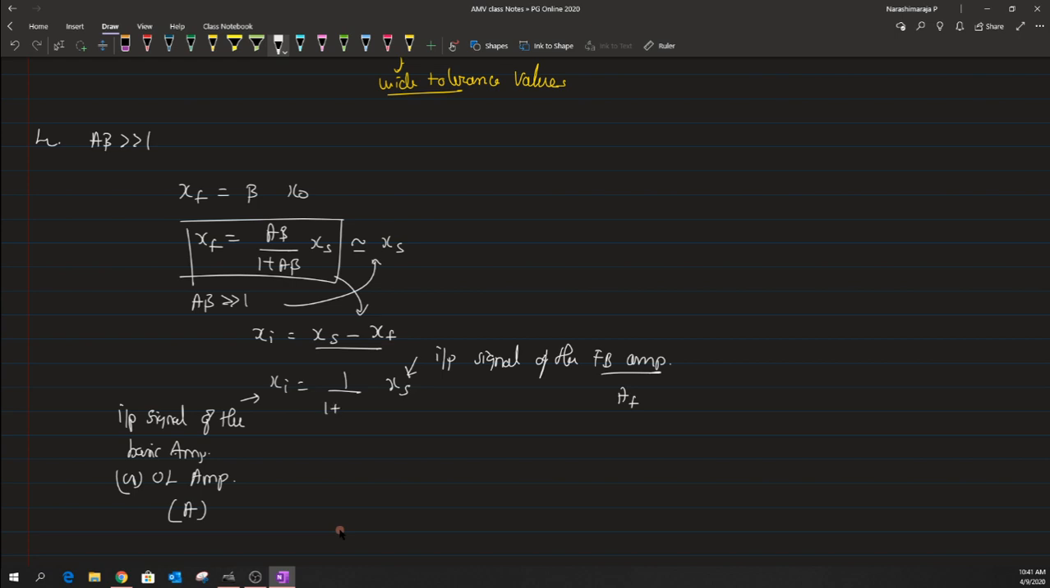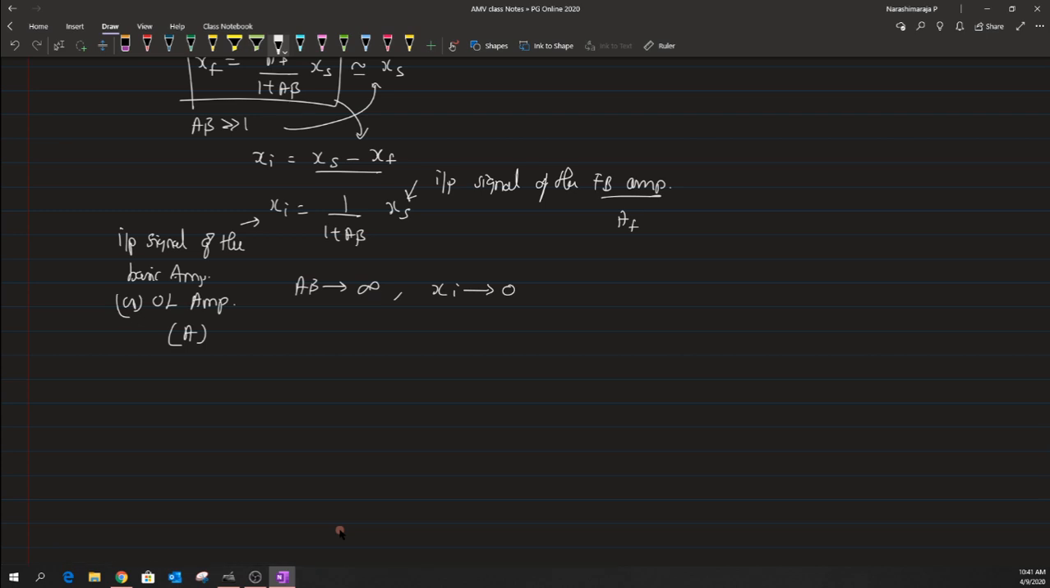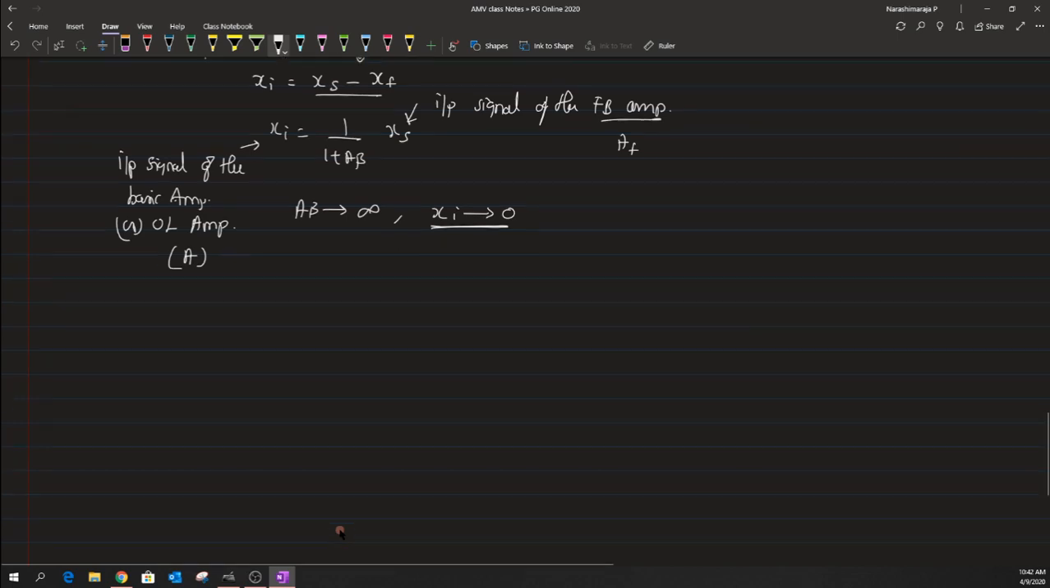1 by 1 plus A beta, okay, and when this A beta term is much larger than the value of 1, then as this A beta approaches infinity, the Xi in short becomes smaller and it would approach a value which is closer to 0, okay. So it is this reduction of the input signal Xi to the basic amplifier that results in increase in the linearity of the feedback amplifier, okay. So let me demonstrate this. So why one needs this Xi to be much smaller in order to increase the linearity of the amplifier, okay.